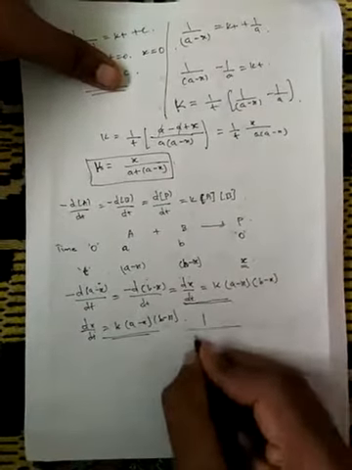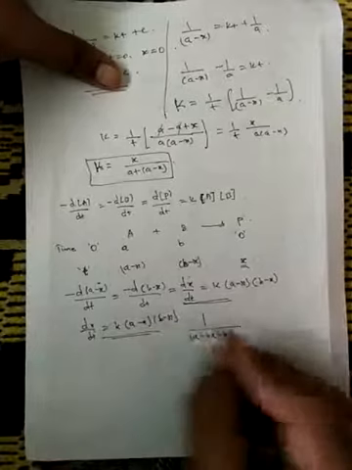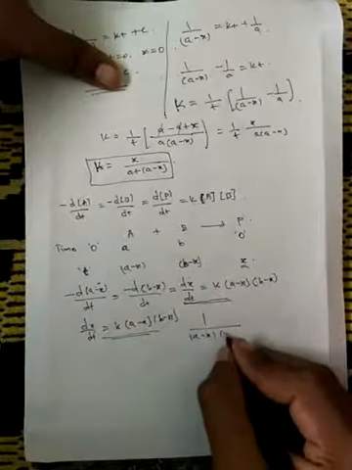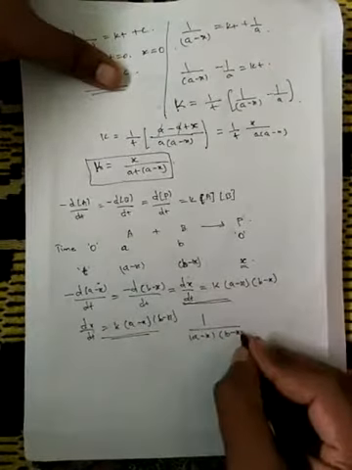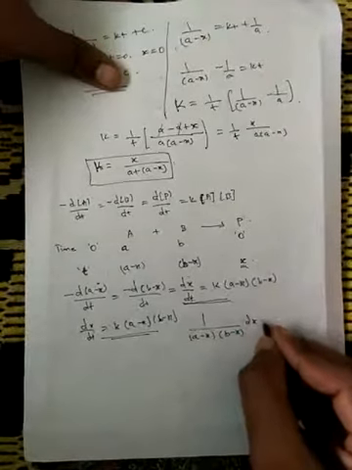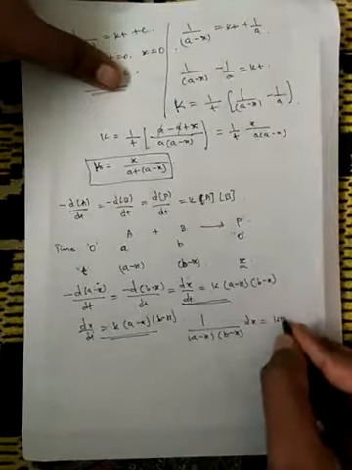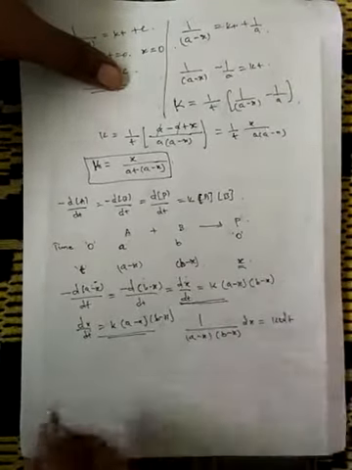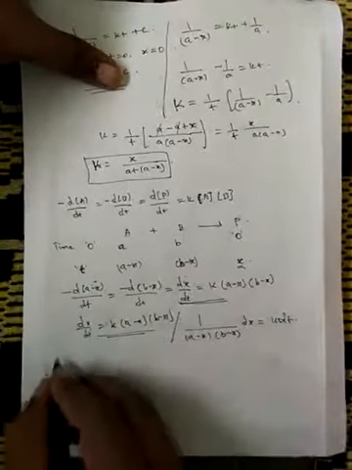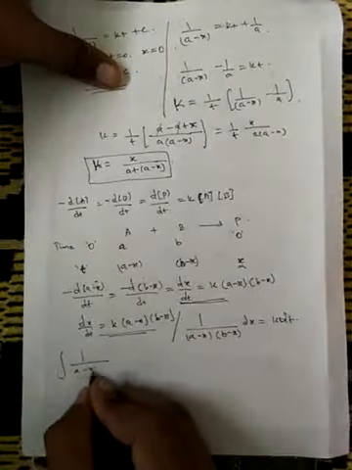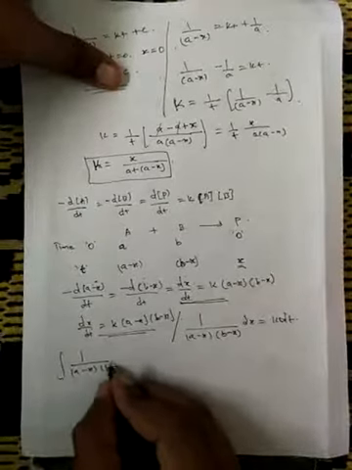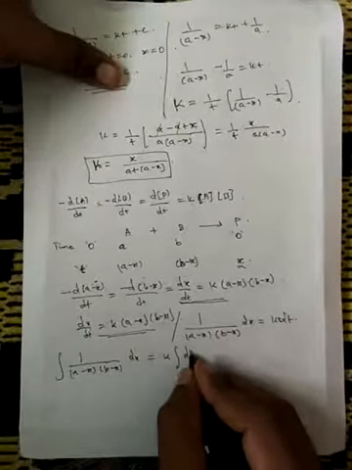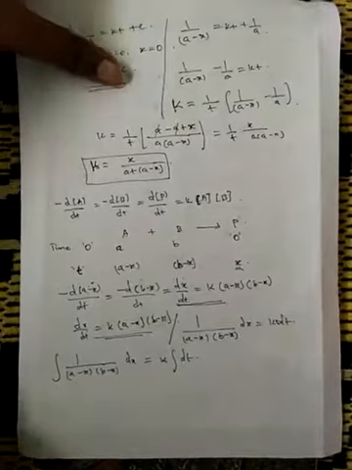After rearranging it, these two terms, a minus x and b minus x, are taken to the left side of this equation. dx, k and dt. Okay, I just rearranged it, and you integrate it. Integration of dx over (a minus x)(b minus x) equal to k integration of dt, right?